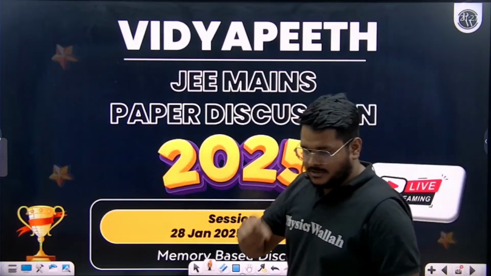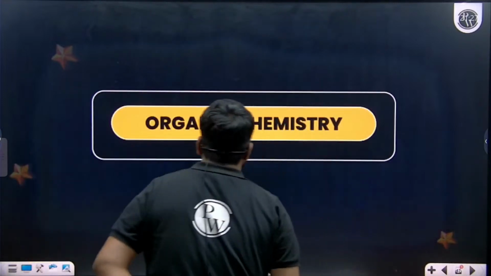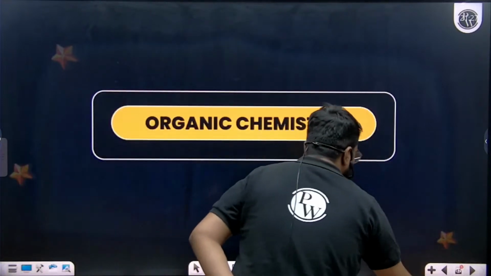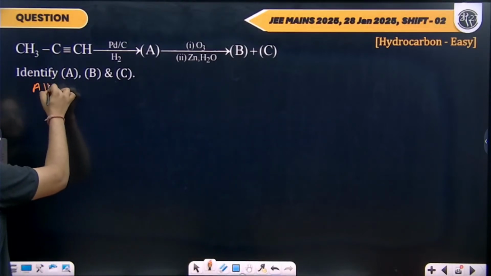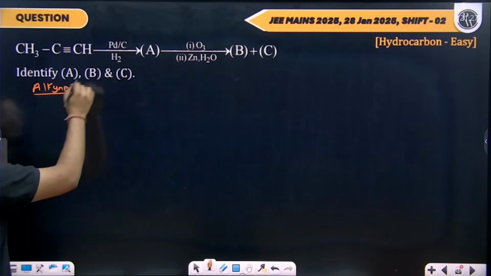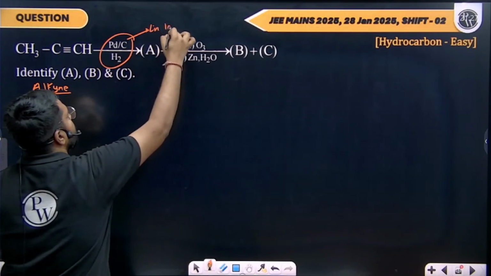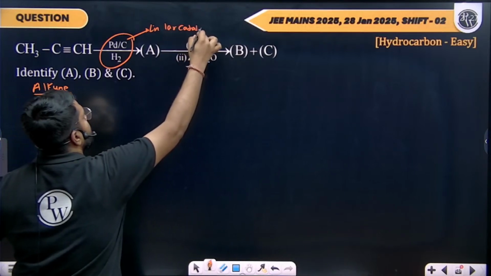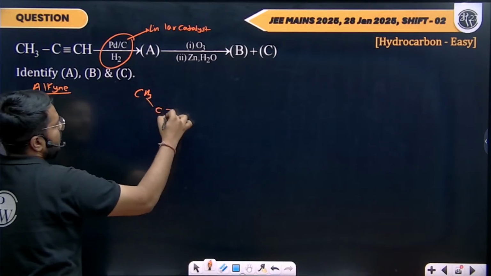Good evening, students. Today's paper was easy to moderate level. Here are some questions which I am going to mention. First, in that case, an alkyne is mentioned. When the alkyne undergoes reduction using Lindlar catalyst, it can produce an alkene.